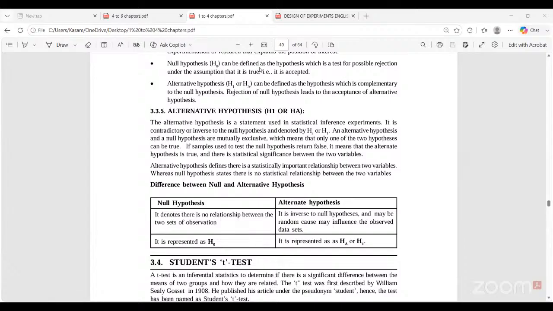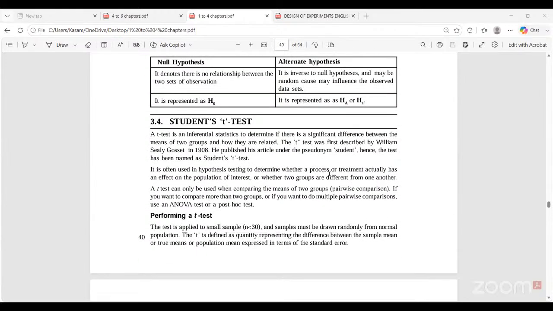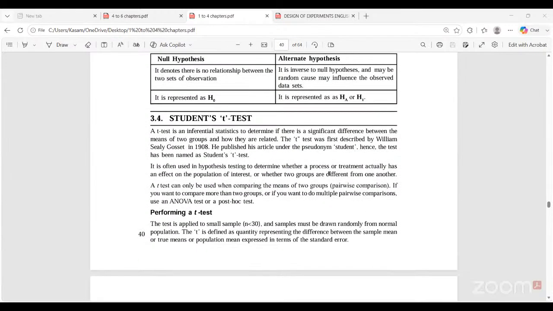Sorry. So this is the null hypothesis and the alternative hypothesis. It is the inverse of the null hypothesis, and random causes may influence the observed data sets. It is represented by HA or H1. We saw the alternative hypothesis as A or as 1. What is a student t-test?